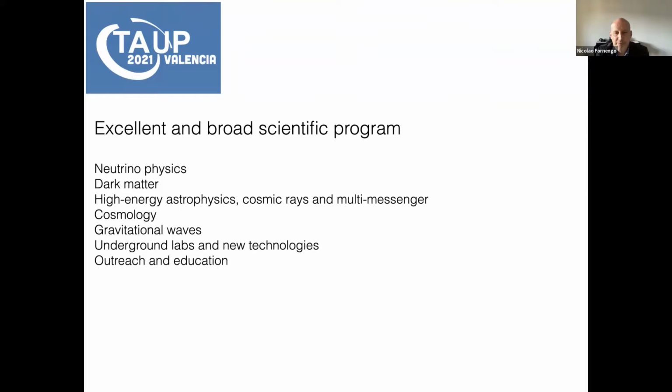The scientific program follows the line of the TAUP conference, and these are the topics that are typically covered by TAUP. And I'm also glad to underline that there was, again, in TAUP, a session on outreach and education, which is very important because it's also important that we, every once in a while, sit down and talk about how to communicate what we are doing with the younger generations and with people in general. This was actually a very well-organized session with many talks.